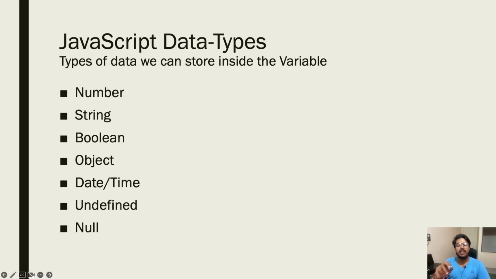Now we will come to null. What is null? Suppose you have declared a variable and you have defined that variable with null. When you check the type of that variable, you will get the data type of null. So these are the data types present inside our JavaScript. Let's move to the next slides.